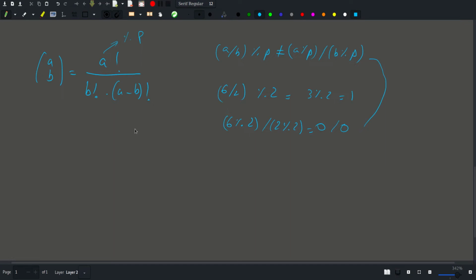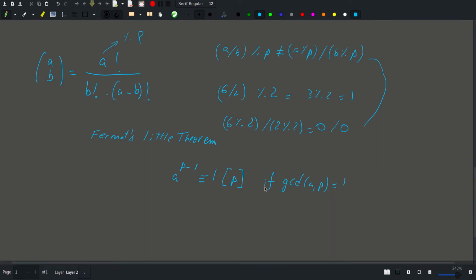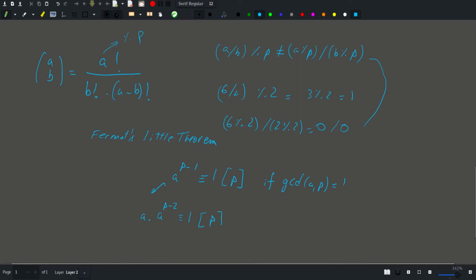However, as we saw in previous videos, there is a very powerful theorem that comes back again and again, and that's Fermat's little theorem. And it states that A raised to the P minus 1 is congruent to 1 mod P if the GCD of A and P is equal to 1. And we can break down this formula to get the following. So we can separate an A here to get A times A raised to the P minus 2, and that would be congruent to 1 mod P.